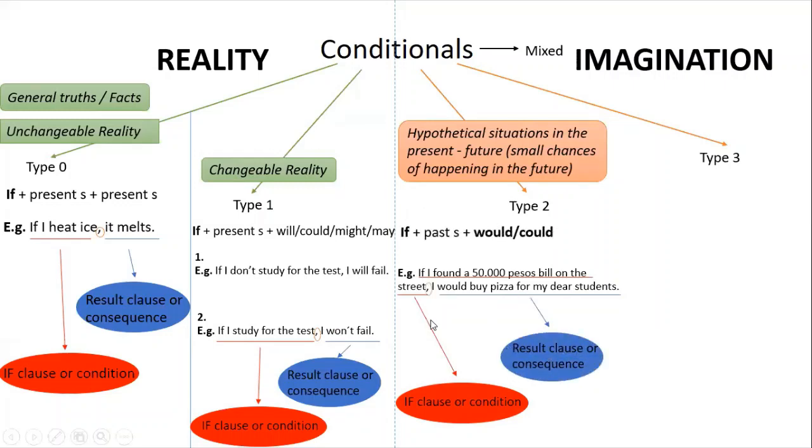So what is the structure of conditional type 2? We use if plus past simple. Don't get confused. Yes, I know that we use this for the present to an uncertain future, but the grammar structure in English is past simple because no kind of uncertain future exists in English. English only has other types of futures, but not uncertain future. And for the result clause, we use would or could. And well, what happens with conditional type 3? Can you tell me what we use conditional type 3 for, guys?